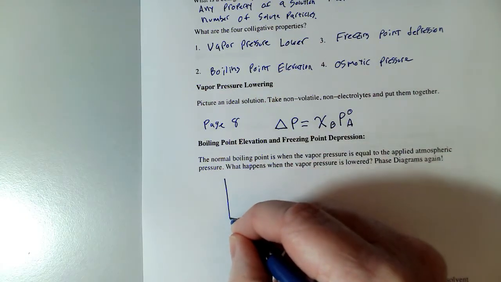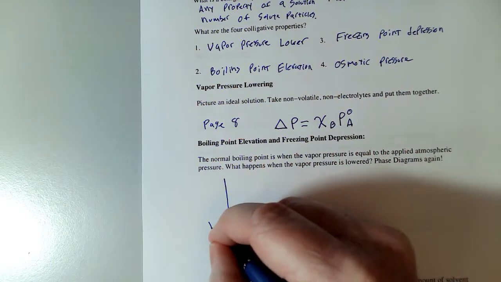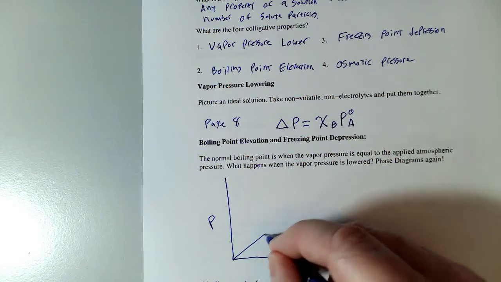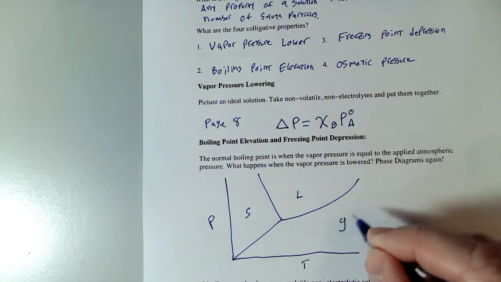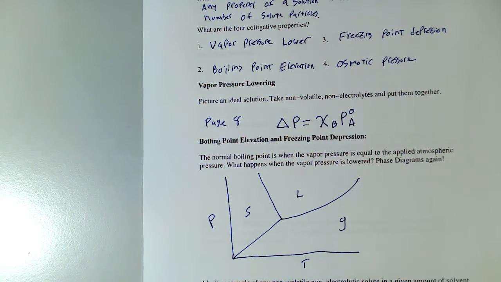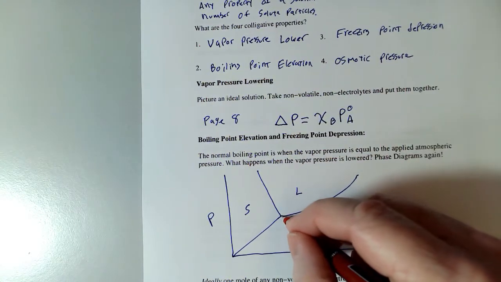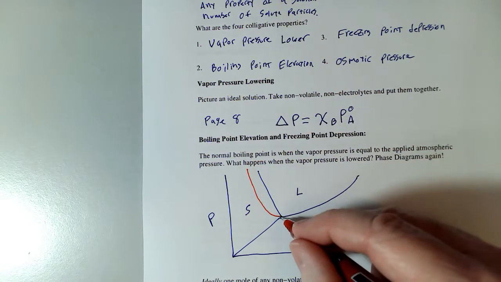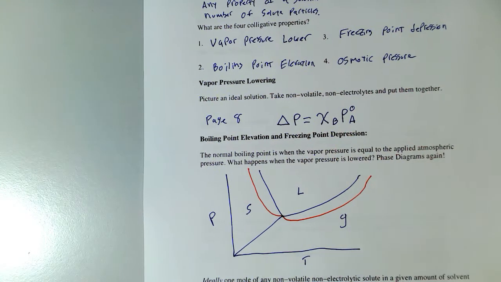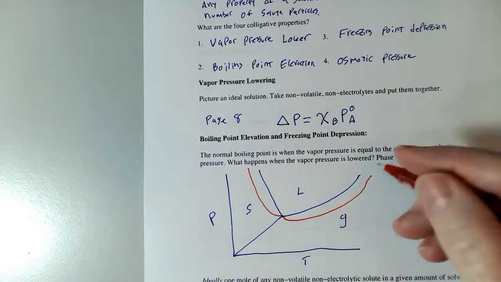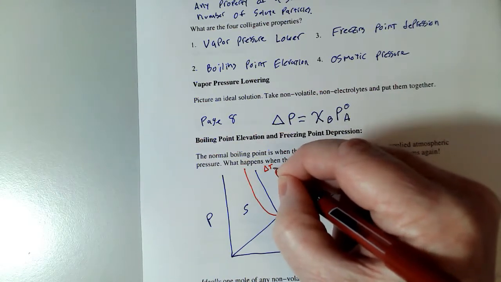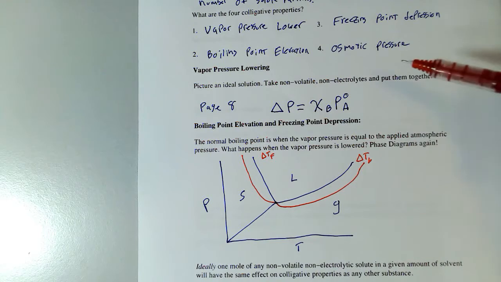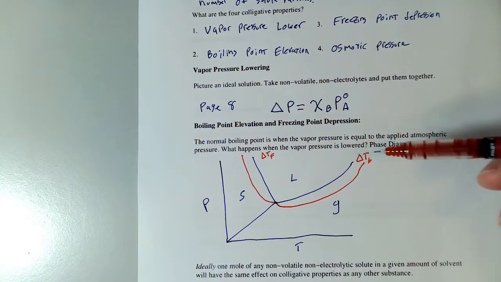Now, let's see what this looks like on a phase diagram. So here's your classic phase diagram for water, where you have the solid, the liquid, and the gas. Now, if we were to change the freezing points or the boiling points, what would happen is that this area that is the liquid region on the phase diagram would change. And this amount would be delta T boiling, and this amount would be delta T freezing. Okay? So, we can change vapor pressures, but we can also change boiling points and freezing points.